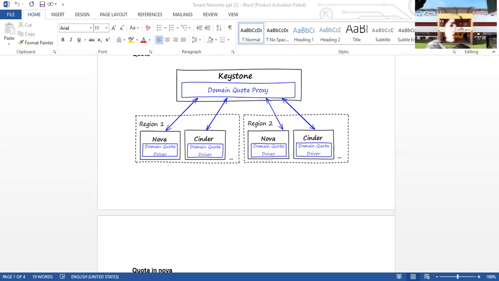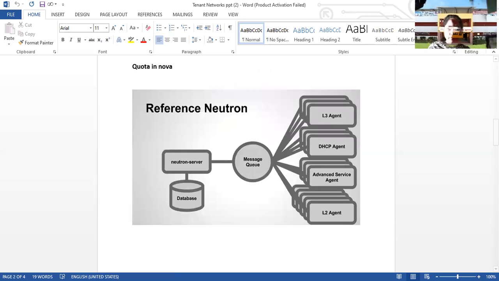So here, quota in Nova. Okay, quota in Nova, you can see in this diagram. Nova uses a quota system for setting limits on resources such as the number of instances or amount of CPU that a specific project or user can use. Quotas are enforced by making a claim or reservation on a resource.